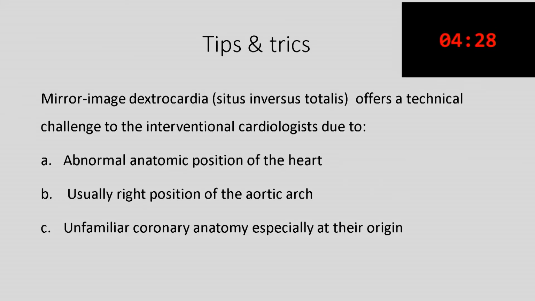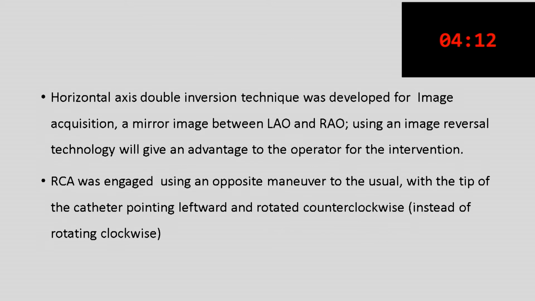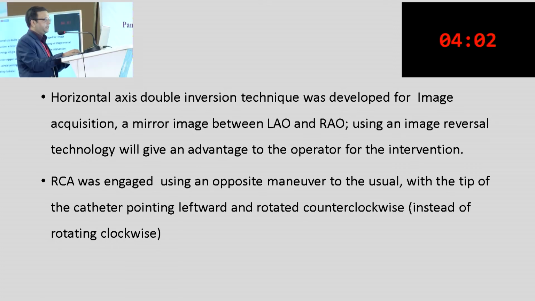Now, tips and tricks: mirror image dextrocardia offers a technical challenge to the interventional cardiologist due to the abnormal anatomical position of the heart, sometimes a right-sided aortic arch, and unfamiliar coronary anatomy, especially at their origin. The horizontal axis double inversion technique was developed for image acquisition. A mirror image between LAO and RAO using an image reversal technology will give an advantage to the operator for the intervention. The RCA was engaged using an opposite maneuver.